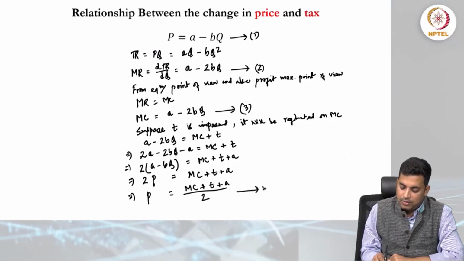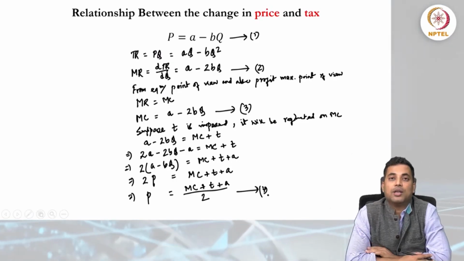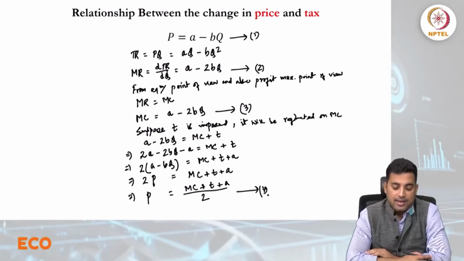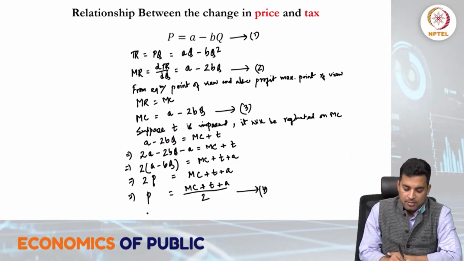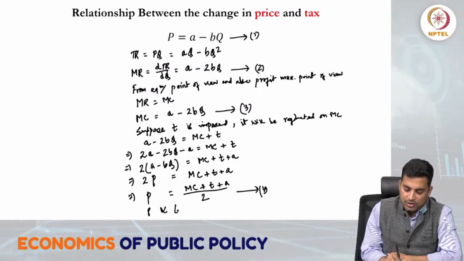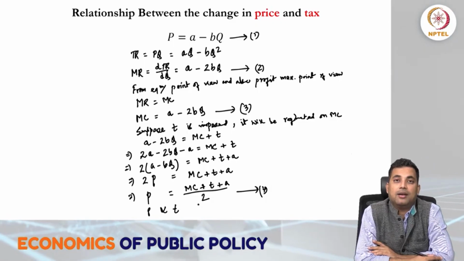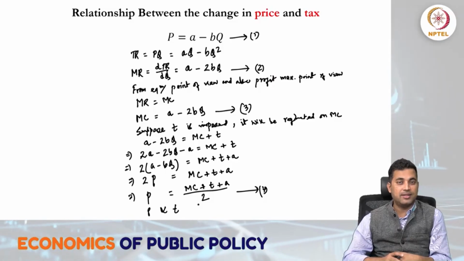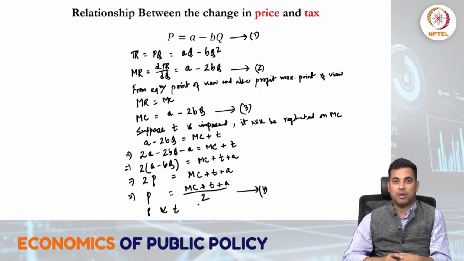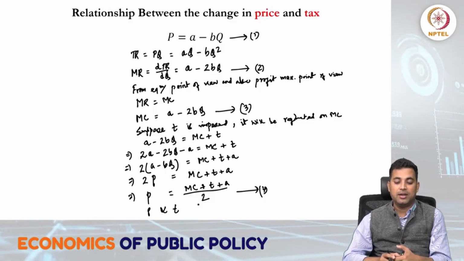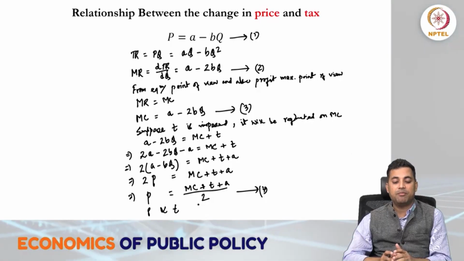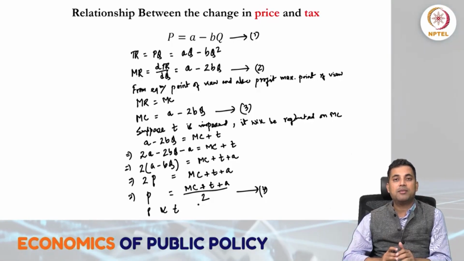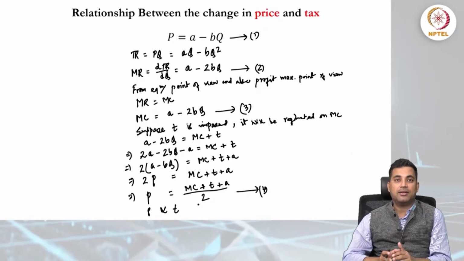We can take this as equation 4, and here we see that price and taxation are proportionate. As T, meaning tax, increases, the price of that particular commodity will also increase. So this is the relationship between the change in price and the taxes.